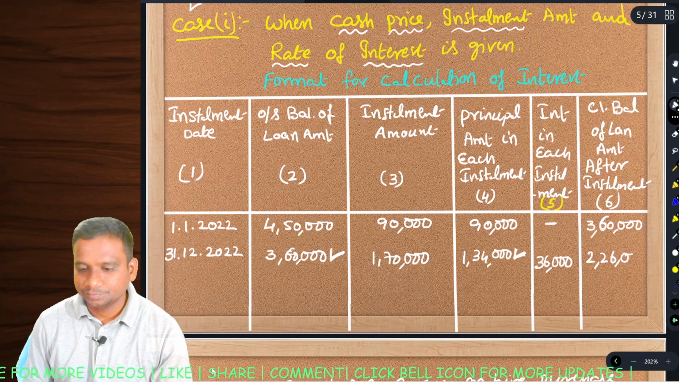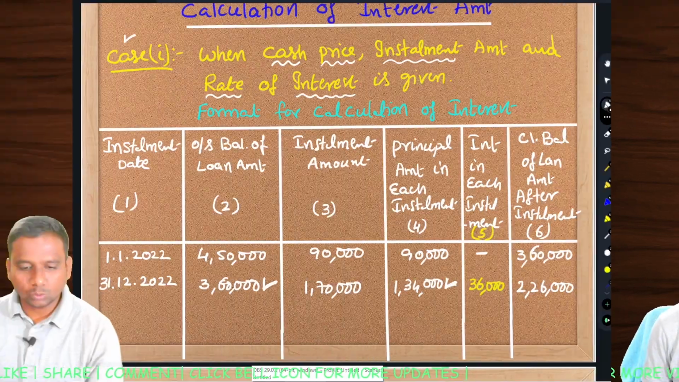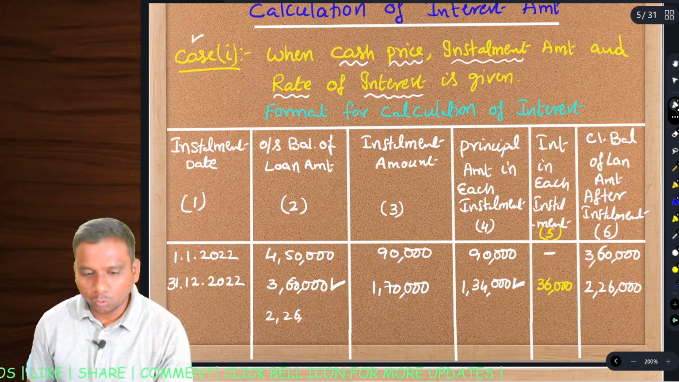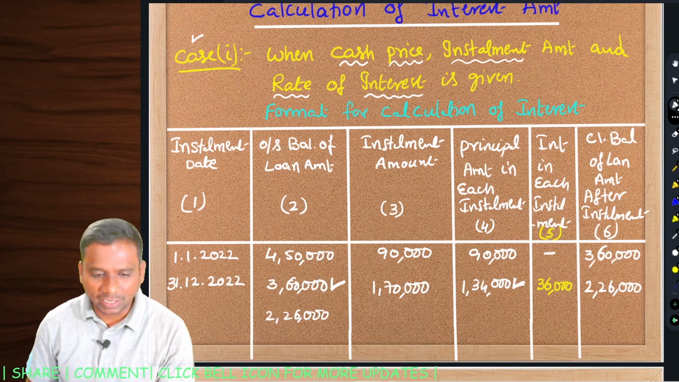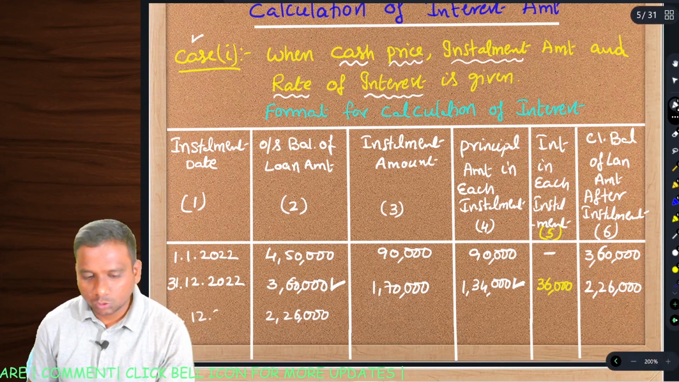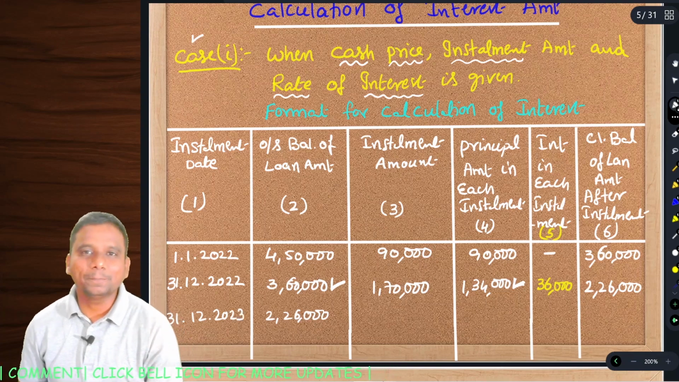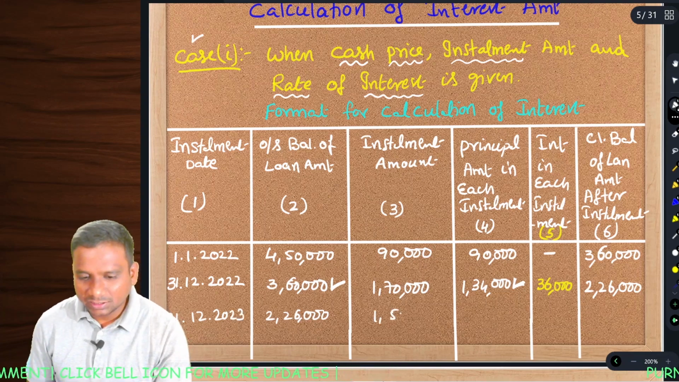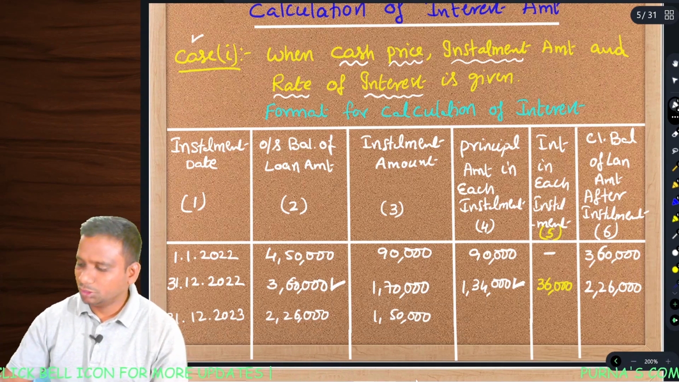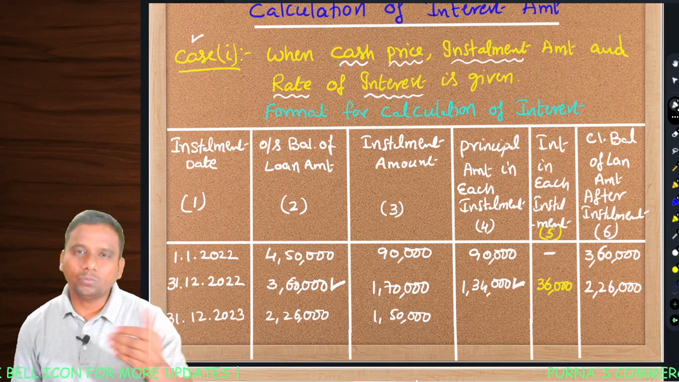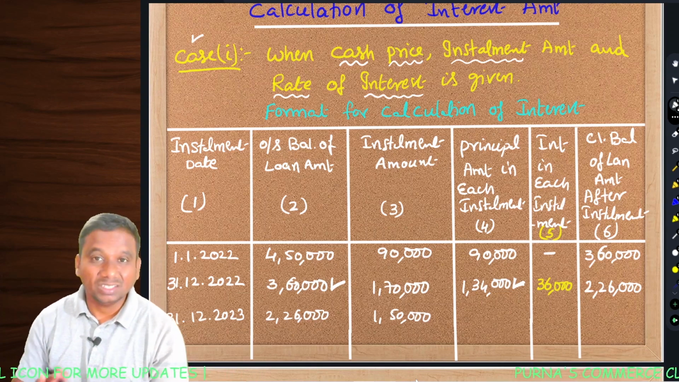2,26,000 will become the opening balance. That means the outstanding balance as on 31/12/2023. Now, what is the second installment that we are paying? 1,50,000 rupees. This 1,50,000 rupees consists of a principal portion and an interest portion.